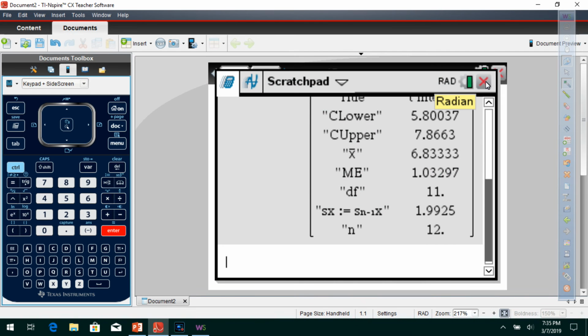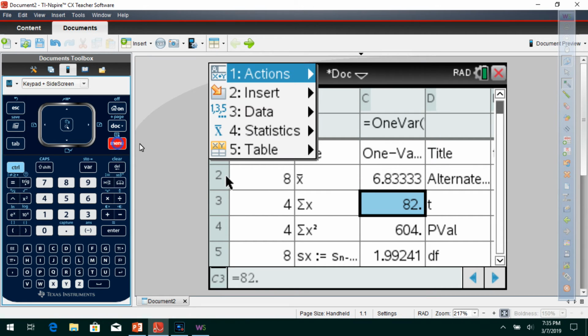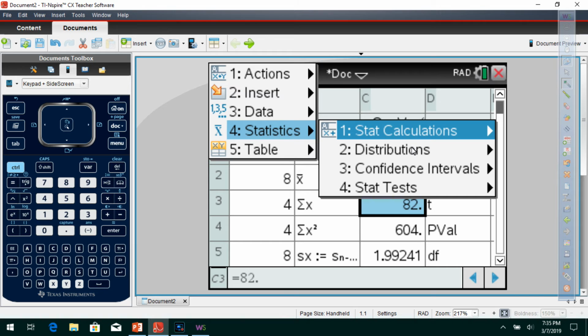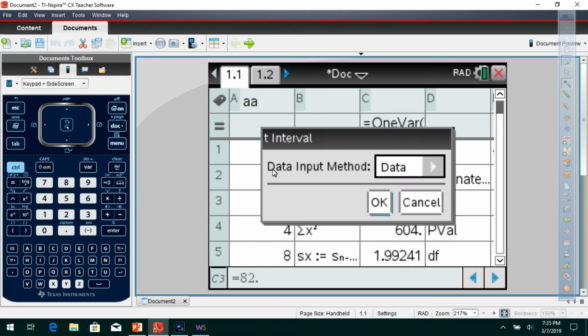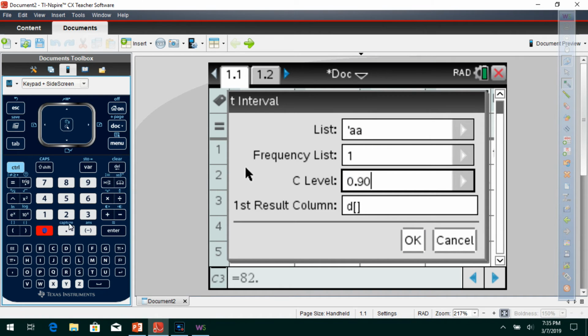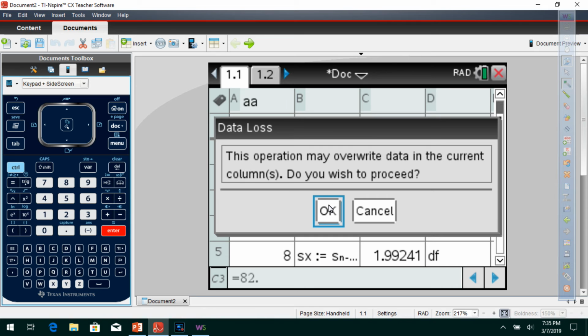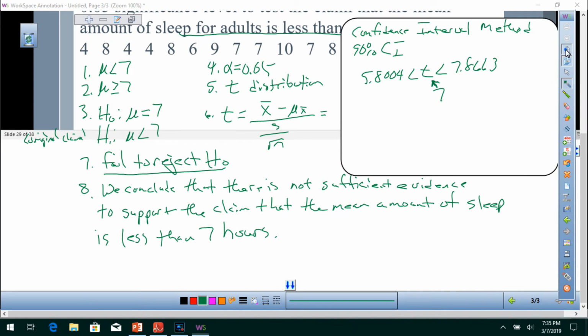Now I want to show you something else. I didn't actually have to do it there. I could have done it right here. We'll go menu, 6, 4, and confidence, 3, 2, and then data. And then we could have used AA and then change this to 0.90. And what do we get? There we go. And what do we got? 5.8 to 7. See? Nice and easy. Good deal.